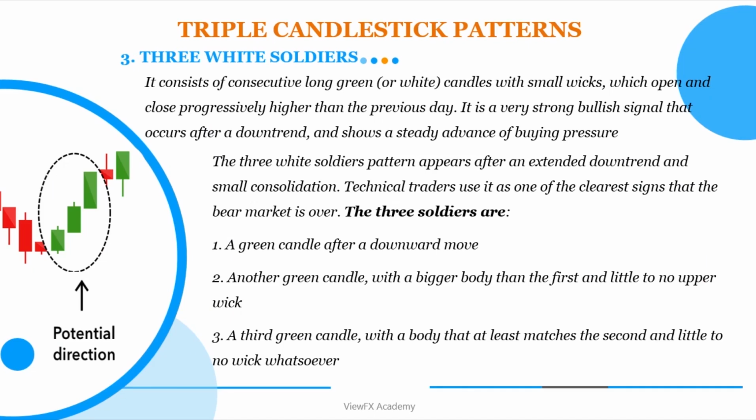The 3 soldiers are: a green candle after a downward move, another green candle, with a bigger body than the first and little to no upper wick, a third green candle, with a body that at least matches the second and little to no wick whatsoever.